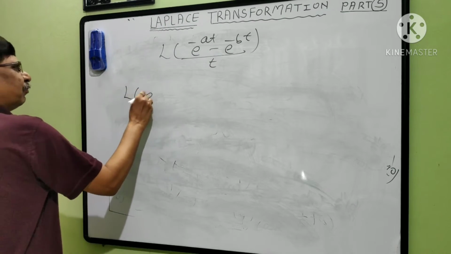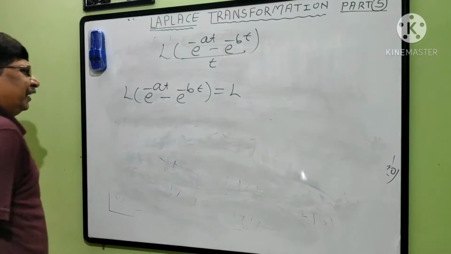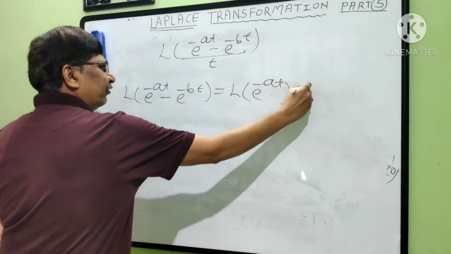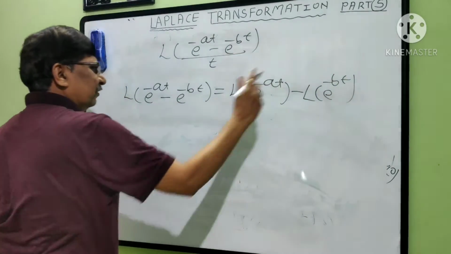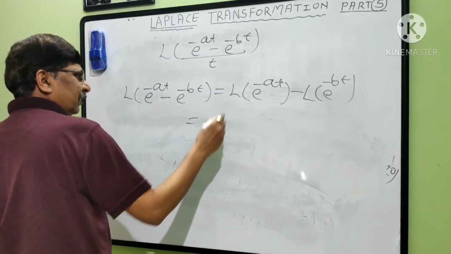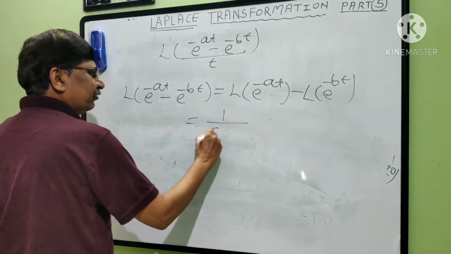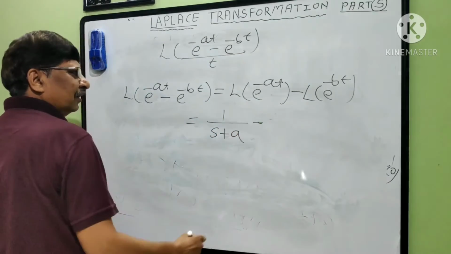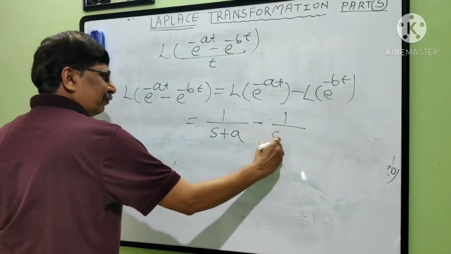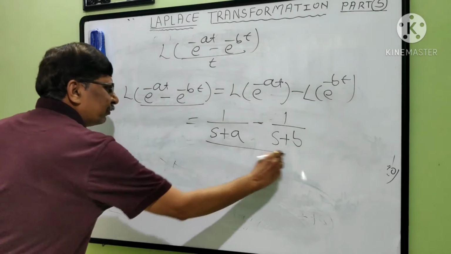Now the Laplace transformation of e raised to minus at minus e raised to minus bt, you know. According to the linear property, it is the Laplace transformation of e raised to minus at minus that of e raised to minus bt. Subtraction is there, that's why separate this term. Now what is the Laplace transformation of e raised to minus at? It is 1 upon s minus, that is s plus a, minus 1 upon s. For e raised to minus bt, minus bt means s minus minus b, that is s plus b. Now this is the Laplace transformation of this.